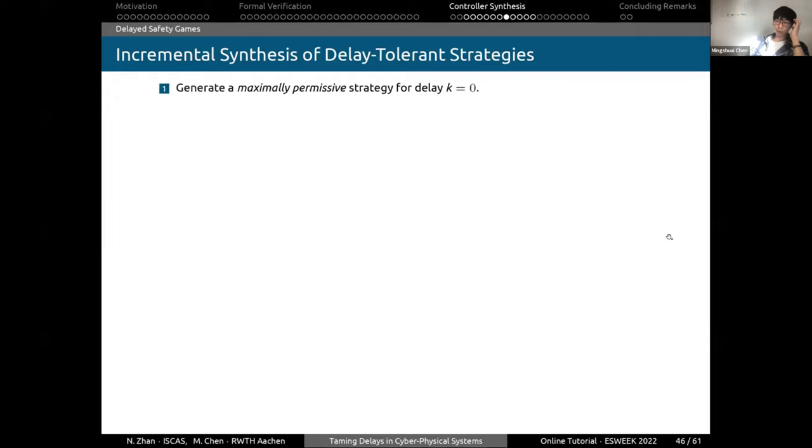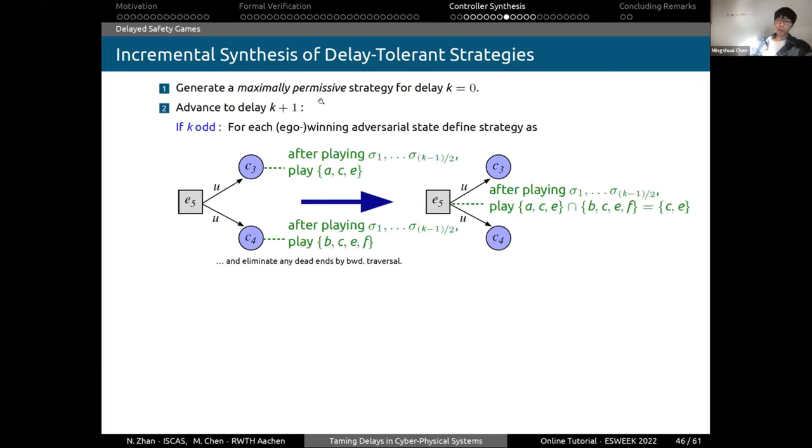And now let's see a bit more details inside that. So the first step, we generate a maximally permissive strategy under delay k equals zero. By maximally permissive, I mean the controller can choose whatever actions he or she likes. So this strategy for the controller at a certain state is a set of actions instead of a single action. And then we try to lift the delay from k to k plus one. And there are two different cases. If k is an odd number, remember that if k is an odd number, now in this case, we have to annotate the environment state to get a winning strategy, right? And then we can do as follows.